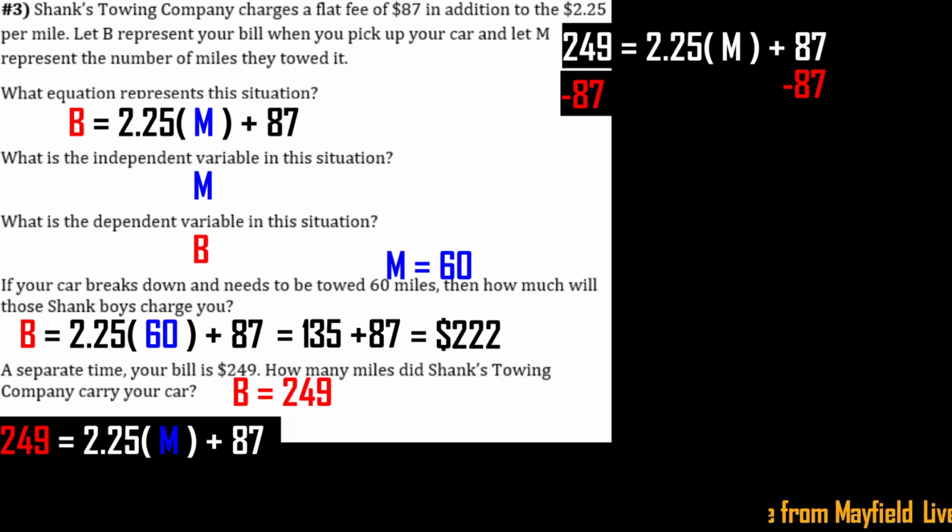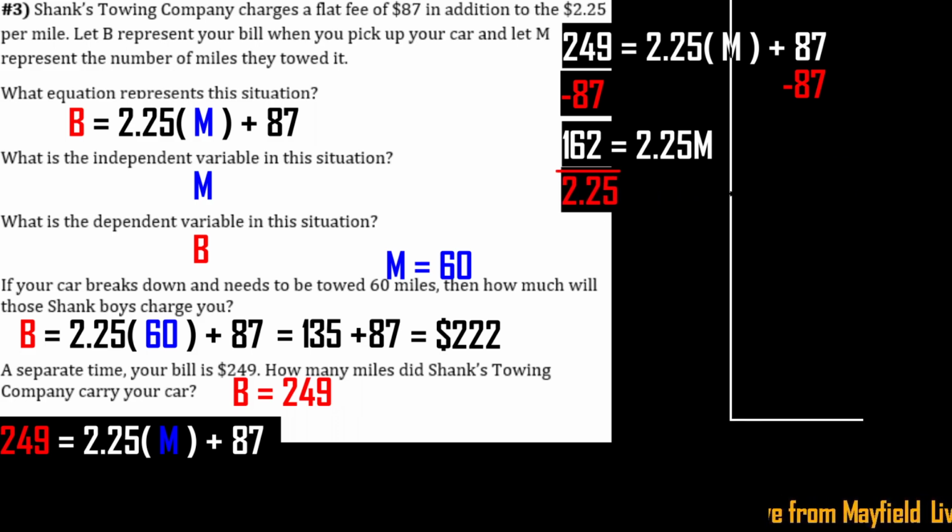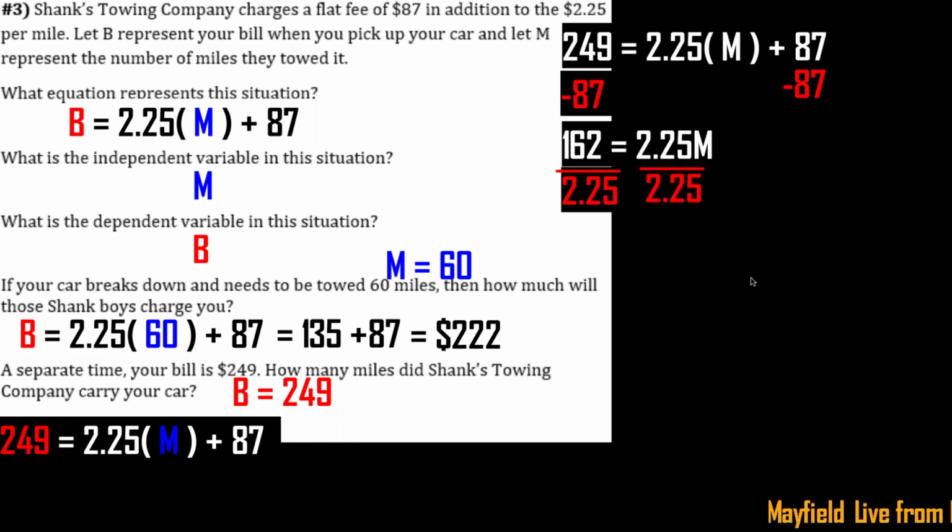On the right, all we're going to have is that 2.25M. On the left, we do 249 minus 87, which is 162. Now we have to manipulate the variable, meaning we have to divide by the coefficient. So we divide both sides by that 2.25, and we would get our result as M equals 72. So it says, how many miles did Shanks Towing Company carry your car? If your bill was $249, it would be 72 miles.